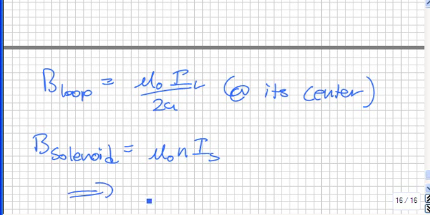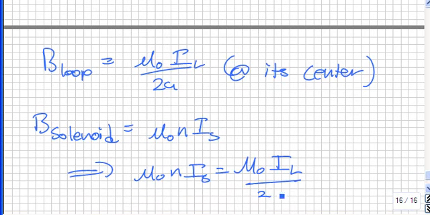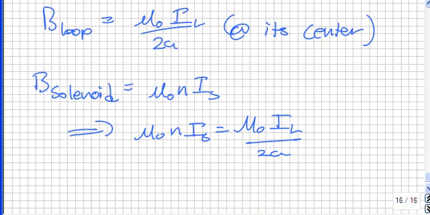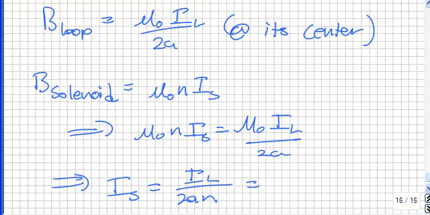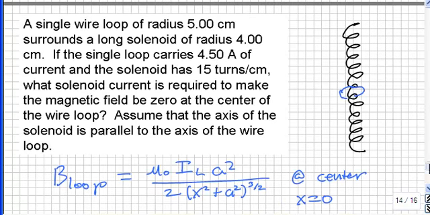So what that implies is that mu naught N I_S is equal to mu naught I_L over 2a, where a is the radius of the loop. Okay, we can solve this for the solenoid current, and that winds up being I_L over 2aN. Well, we're given the current of the loop. Look up here, we can see the current was 4.5 amps.